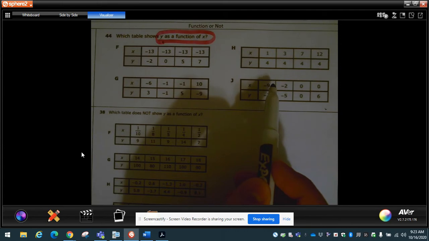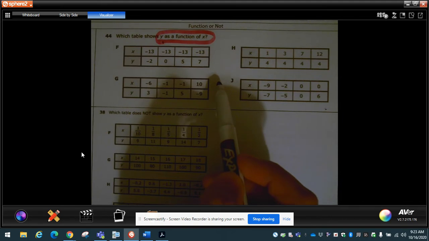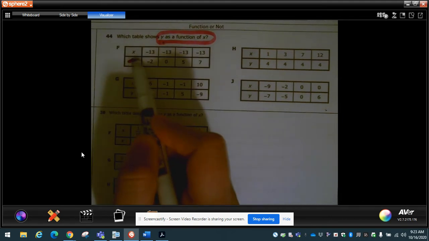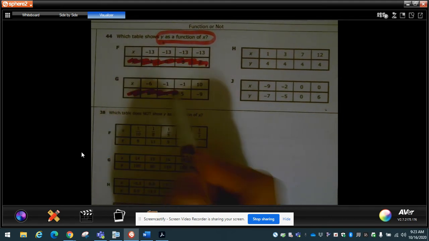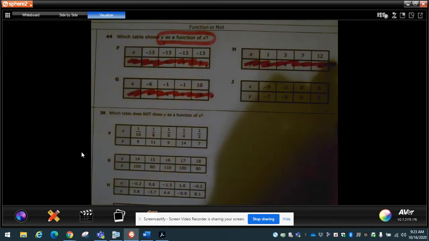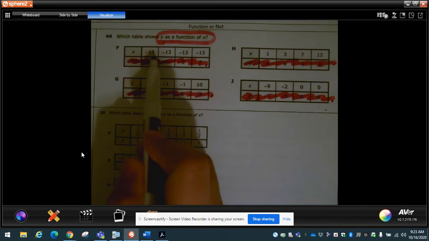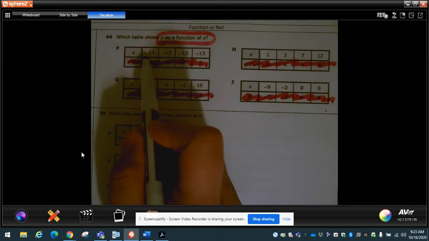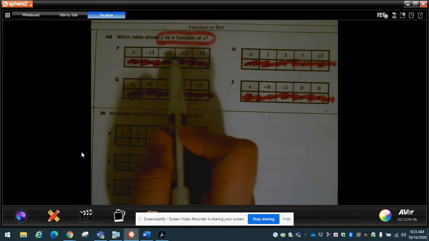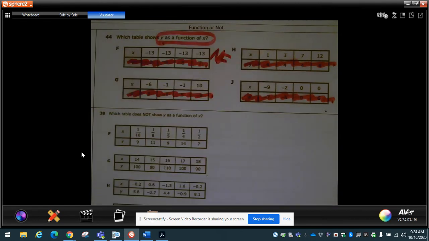Now, when it comes to finding out which table is a function, what I want you to do is scratch out the y's, just like this. Ignore the y's, because all we want to be paying attention to are the x's. If the x's repeat, then the table is not a function. So let's look. Here, we see that negative 13 keeps on repeating. So this is not a function. So I like to put NF next to the answer choice.